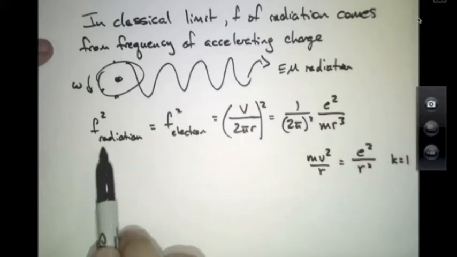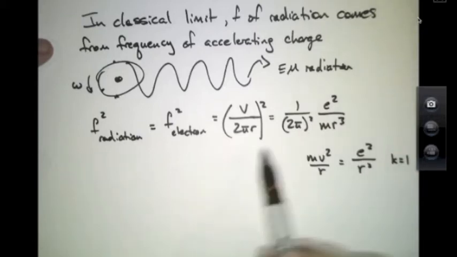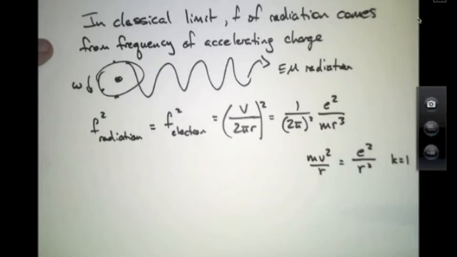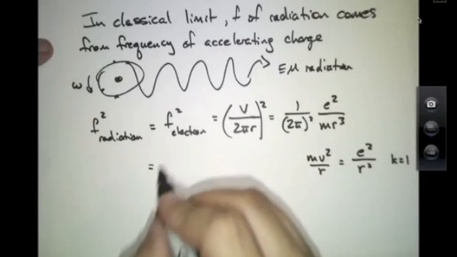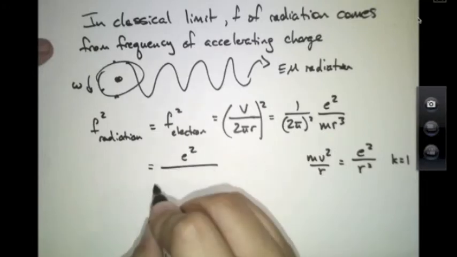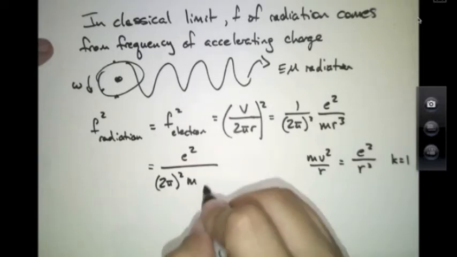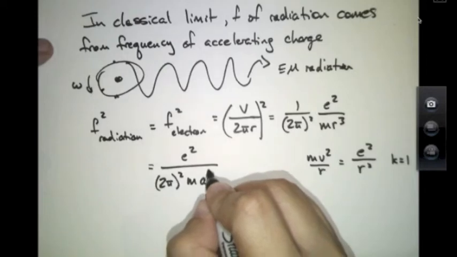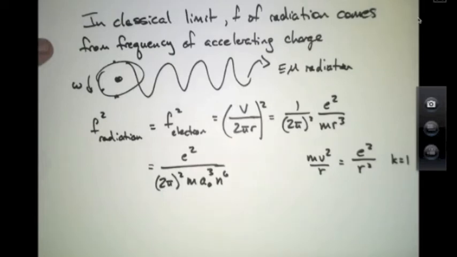So here we have a second expression for the frequency of electromagnetic radiation, and it comes from a purely classical case. And it should go something like 1 over r cubed. Now we're going to insert Bohr's formula for what r cubed is, and this expression becomes e squared over 2 pi squared m a naught cubed m to the 6th. So this is a somewhat classical expression with one last minute quantum mechanical insert.